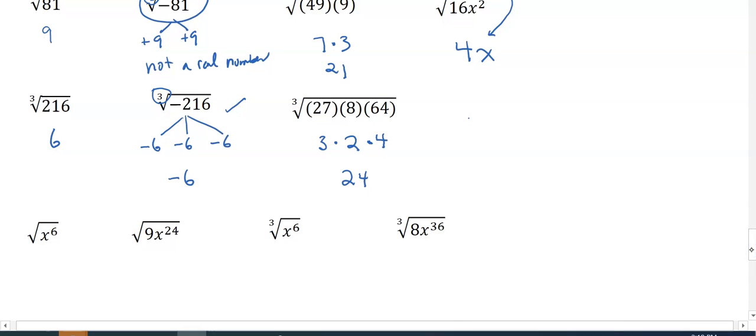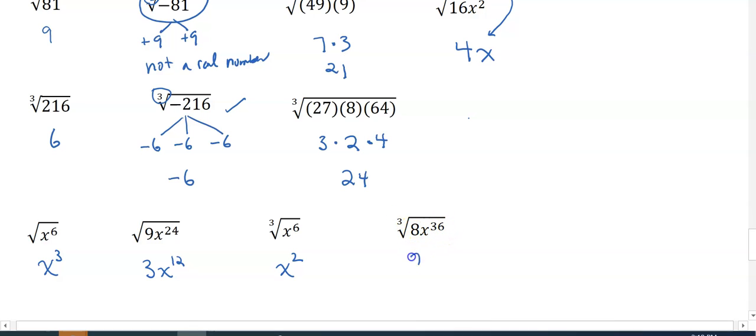And again, with variables, we can take square roots of variables. Square root means break it into 2 equal groups. So it would be x to the 3. I can take the square root of 9, and I can take the square root of x to the 24. Right? I can take the cubed root of powers by breaking it into 3 equal groups. Right? I can take the cubed roots of numbers multiplied by powers.